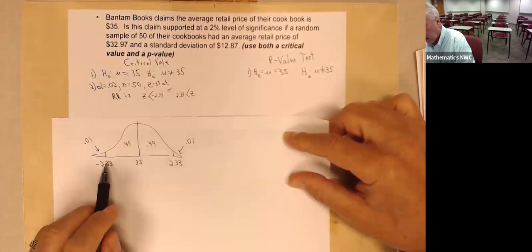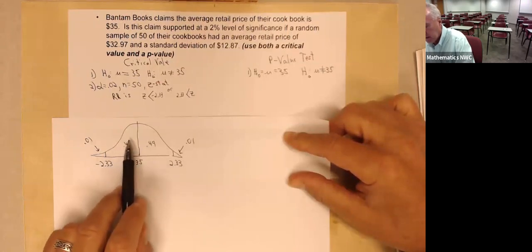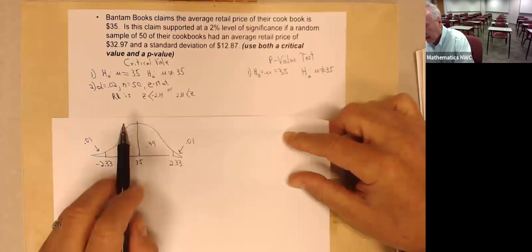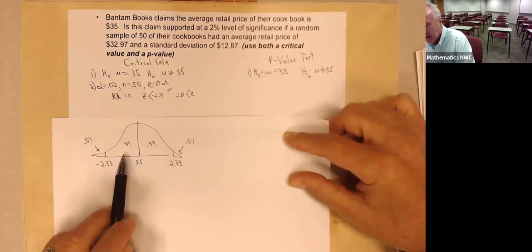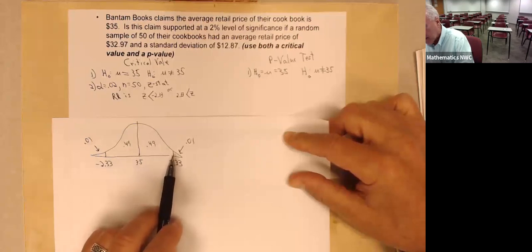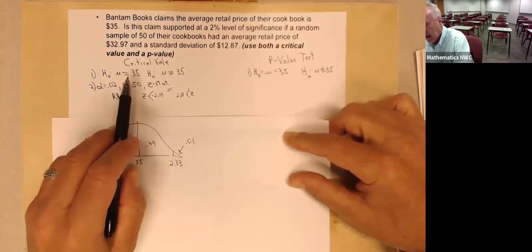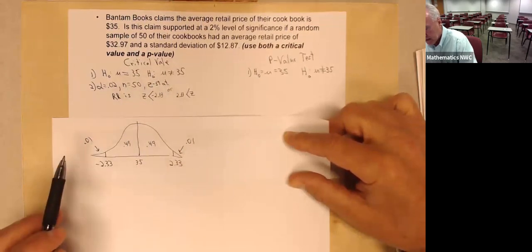Those z-scores are my line in the sand. If my sample is somewhere in the middle here, that's reasonably close to 35, then I would have insufficient evidence to doubt 35. I would continue to assume that it's equal to 35. But if my sample goes over this line to the left, or over this line in the sand to the right, then I've got sufficient evidence to say 35 is not true. I would have sufficient evidence to reject 35 and conclude that it doesn't equal 35.